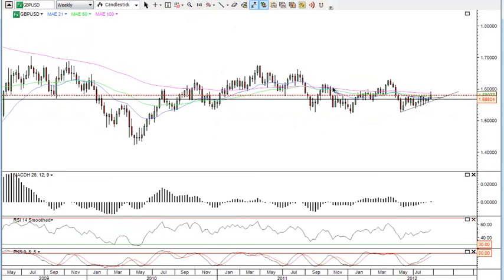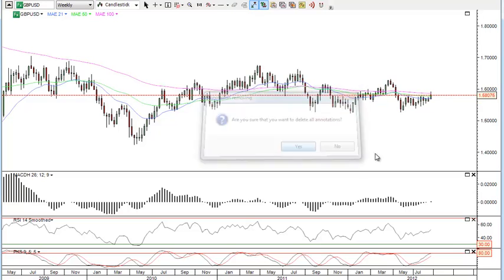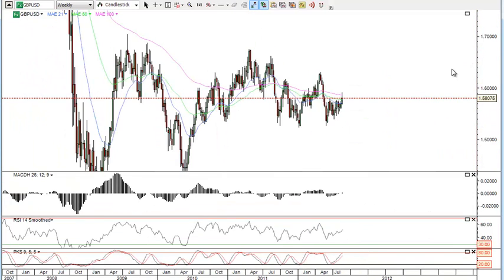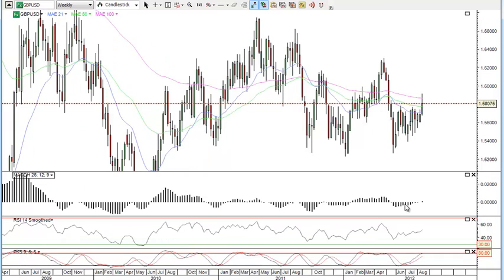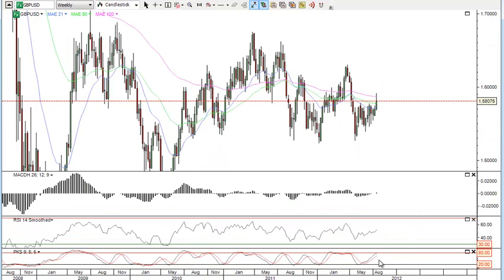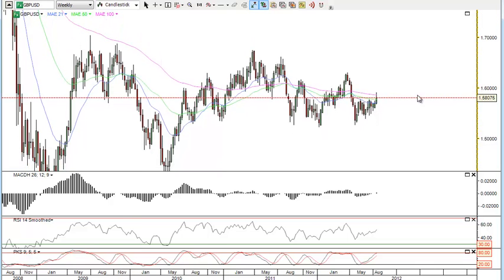So let's just change this to a weekly chart just to be sure. We're going to clear all these annotations and we're going to see what's happening here. MACD histogram has crossed to the upside, which is positive on the weekly chart. Slow stochastics are bullish, pointing upwards, and the RSI is kind of hovering neutral around the 50 level.